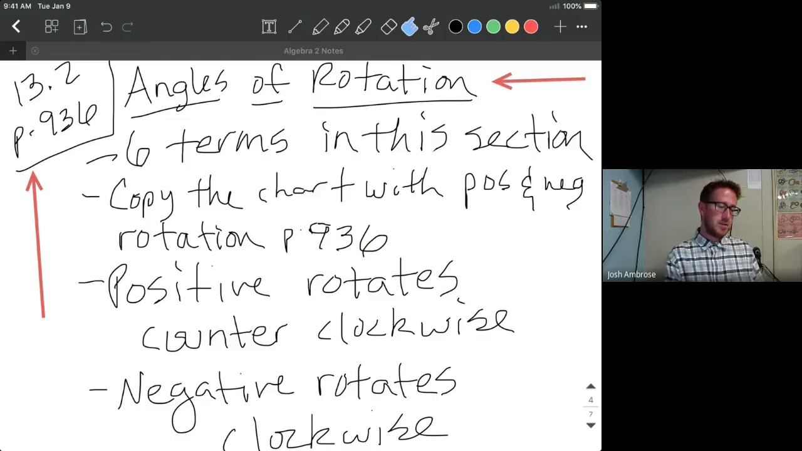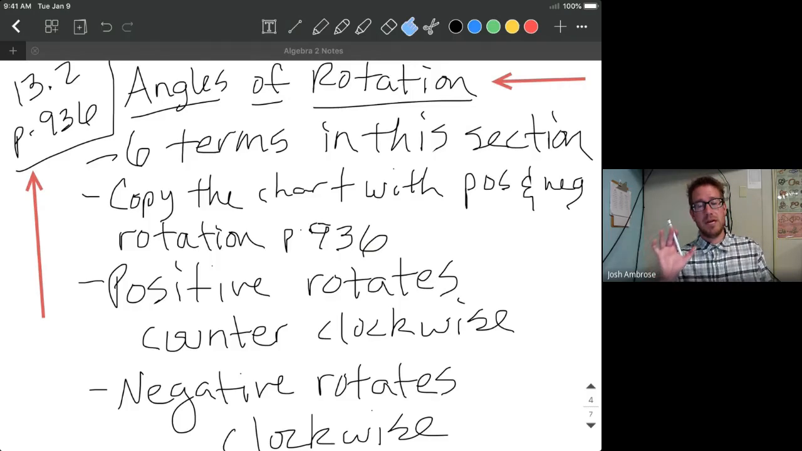We are moving into section 2 of chapter 13 titled Angles of Rotation. Make sure that you have your textbooks open. Go ahead and go to page 936, and we're going to be looking through the first 3 example problems.